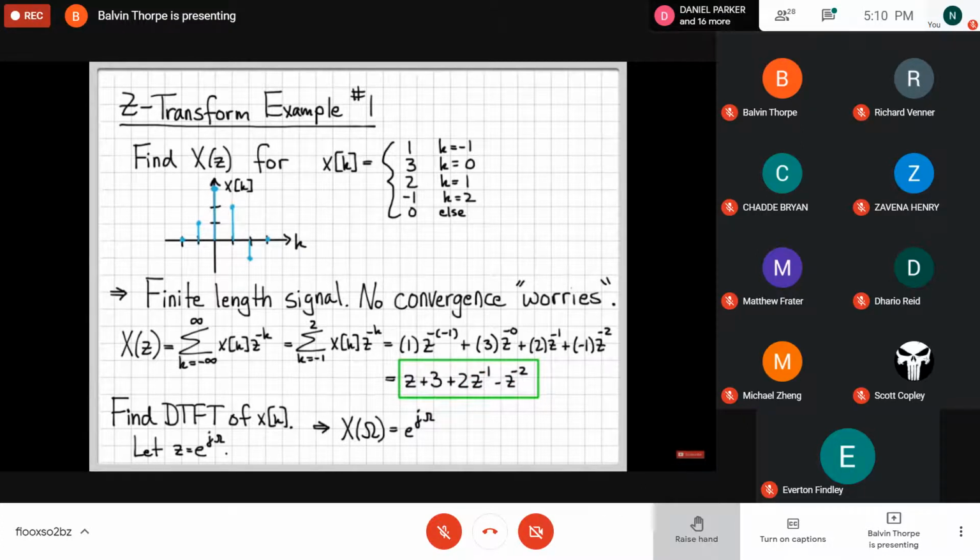I replace the first z with e to the j omega, plus 3, there aren't any z's there to worry about, plus 2 times z to the minus 1, but z to the minus 1 is e to the minus j omega once I've swapped out z with e to the j omega, minus e to the minus 2 j omega. So I can easily get the DTFT of my signal just by evaluating the Z transform on the unit circle.